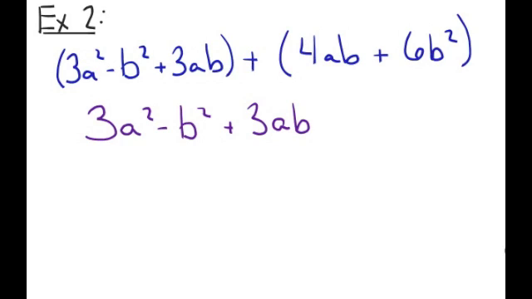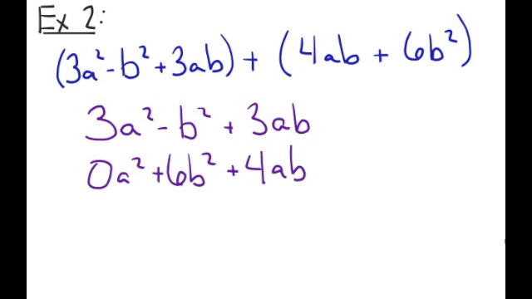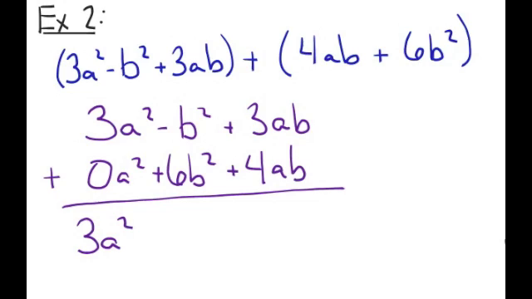Okay, our second polynomial is not in standard form, so we're going to have to write it correctly. We don't have anything that matches up with a squared, so you can leave it blank, or you can just put 0a squared to fill that gap. And the b squared is going to be the plus 6b squared, and then we've got a positive 4ab. We're going to take those and add them together. So 3a squared plus 0 obviously is just 3a squared. Then you've got a negative b squared plus 6b squared, which is a positive 5b squared. And then you've got 3ab plus 4ab, which is 7ab.